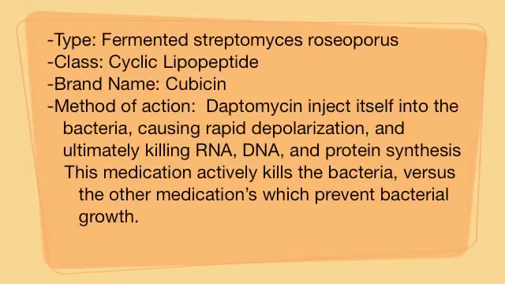All right, so for daptomycin, they make it by fermenting something called Streptomyces roseosporus, which is another bacteria. It creates what they call a lipopeptide. So you see the brand name under that for Cubicin. How this works is that the medication, daptomycin, actually injects itself into the bacteria and causes everything to depolarize, which kills the RNA, the DNA, and the protein synthesis. Difference between this medication and the other one is that this one actively kills the bacteria when it goes in versus the other ones who just prevent it from growing and spreading itself to other bacteria.